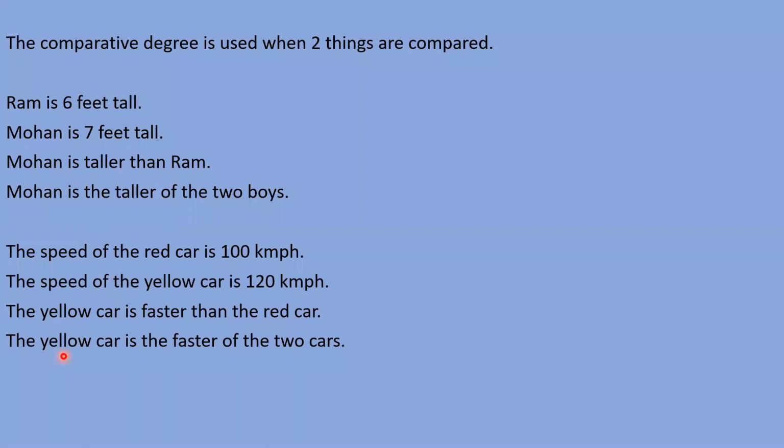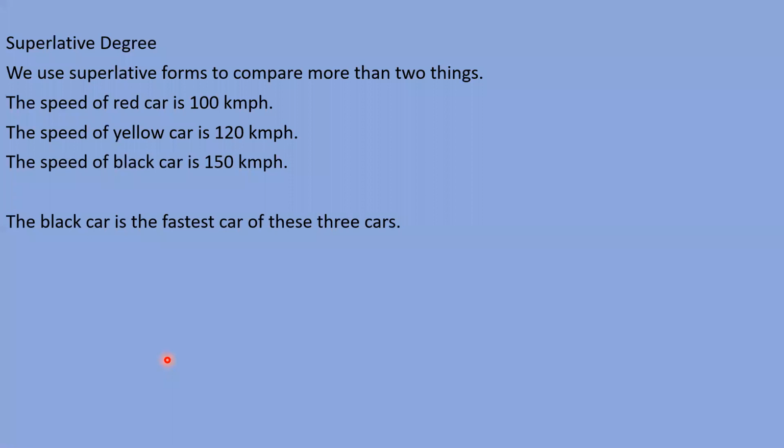Then I told you about superlative degrees. We use the superlative degree form to compare more than two things. Like the speed of the red car is 100, the speed of the yellow car is 120, the black car is 150. So three things are there. So whenever we make a comparison with the help of selection, we need to use the superlative degree. Remember this.